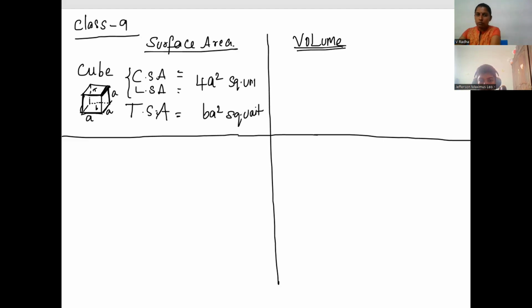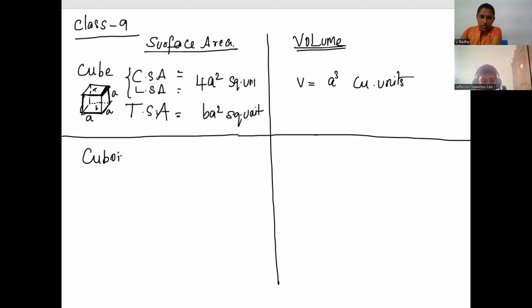Okay, now we move to volume. So volume of a cube is equal to length times breadth times height. Length is a, breadth is a, height is also a. Therefore the volume is a cube, in cubic units. Okay? Now we move to the cuboid. I hope there are no doubts in the cube, correct? No doubts, ma'am.